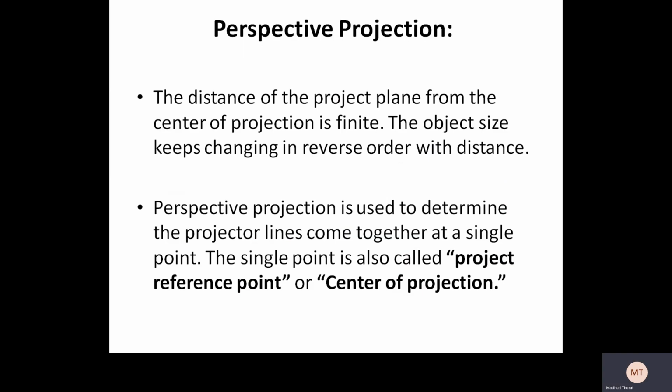First of all, we discuss perspective projection. Here the distance of the projection plane from the center of projection is finite. The object size keeps changing in inverse order with distance. In perspective projection, the projector lines come together at a single point. This single point is also called the projection reference point, or we can call it the center of projection.